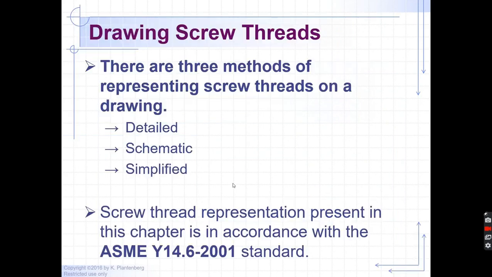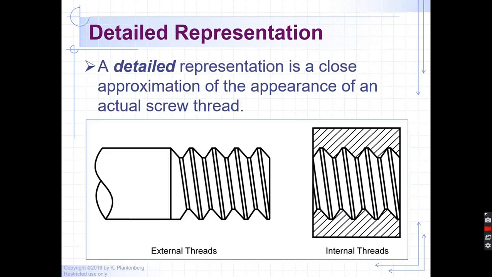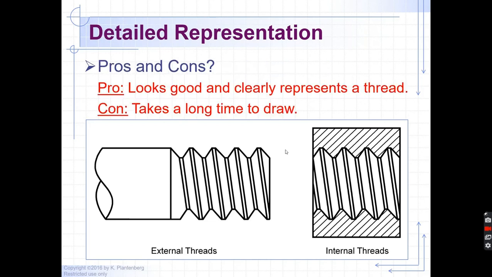Okay, drawing the screw threads. There are 3 different methods we can use. There are detailed, schematic, and simplified. Okay, everything we're looking at is in accordance with the ASME standards. Okay, the first is a detailed representation. A detailed representation is a close approximation to the appearance of an actual screw thread. Okay, here's an external thread and an internal thread. These are both detailed representations.